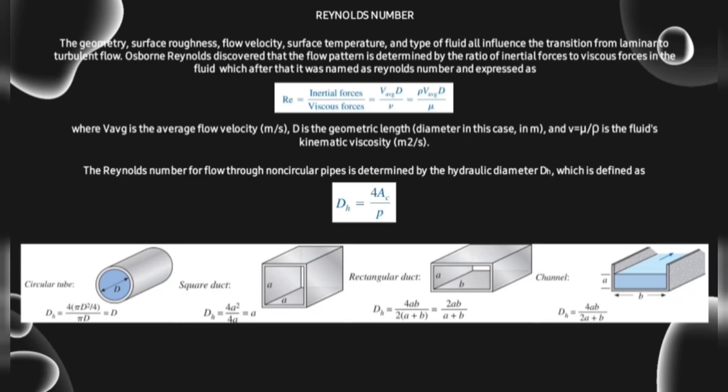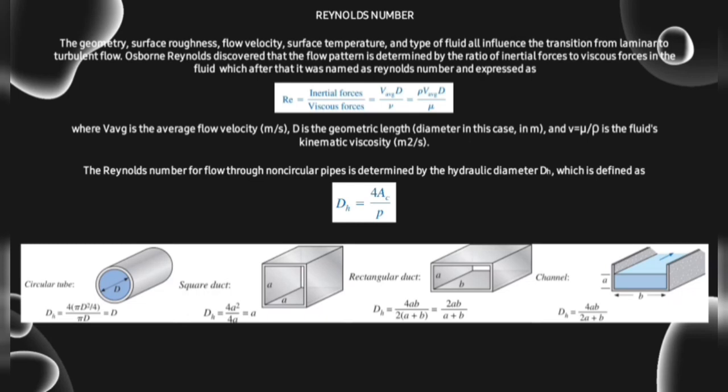Reynolds number. The geometry, surface roughness, flow velocity, surface temperature, and type of fluid all influence the transition from laminar to turbulent flow. Osborne Reynolds discovered that the flow pattern is determined by the ratio of inertial force to viscous force in the fluid, which was later named the Reynolds number and expressed as the equation below, where V is the average flow velocity, D is the geometric length, and nu is the fluid kinematic viscosity.